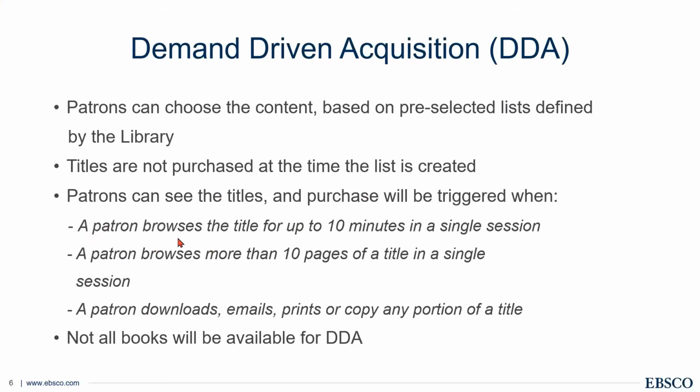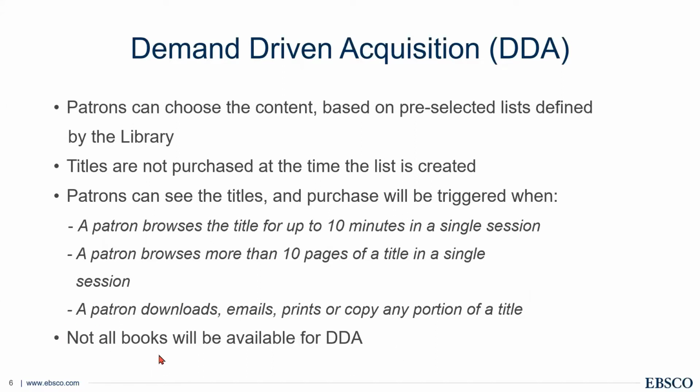So either a patron browses a title for 10 minutes in a single session. So in one session, the user will be browsing the title for 10 minutes, and then the ebook will be purchased. Another condition is that the patron will browse more than 10 pages of a title in a single session. And the last condition is that the patron will download, email, print, or copy any portion of the title. If any of these conditions happens, then it will be triggered, and then the purchase will be done.